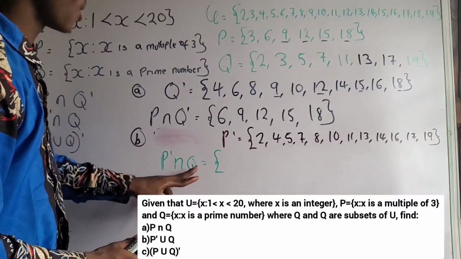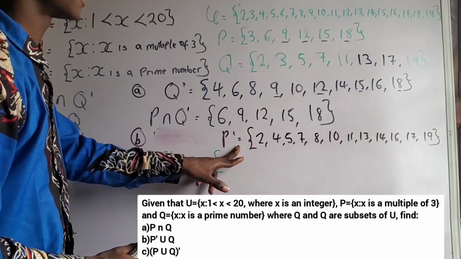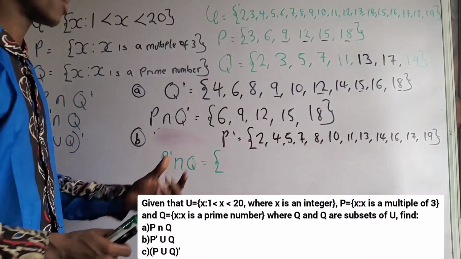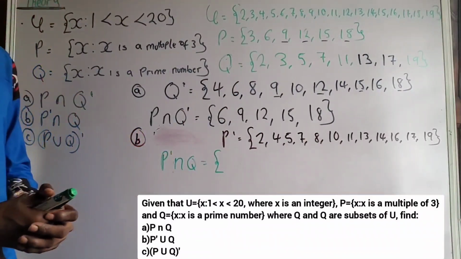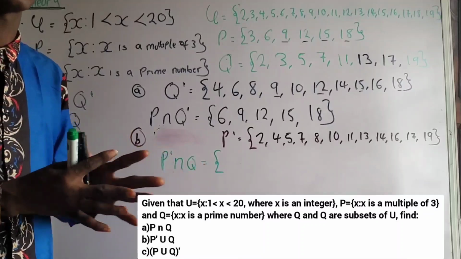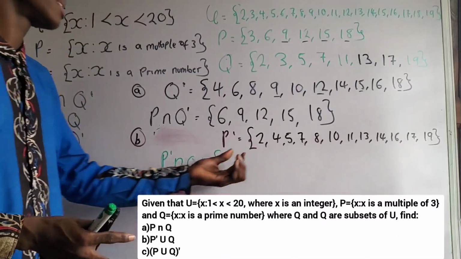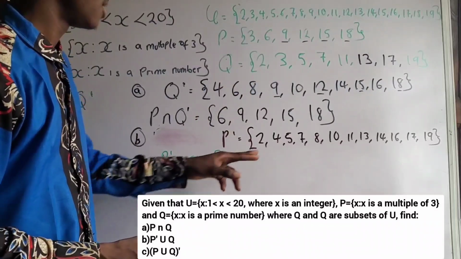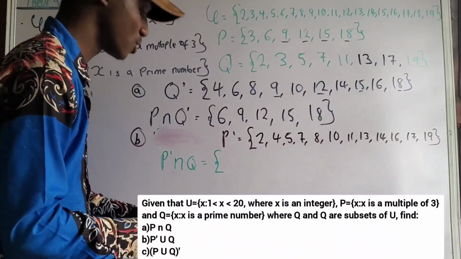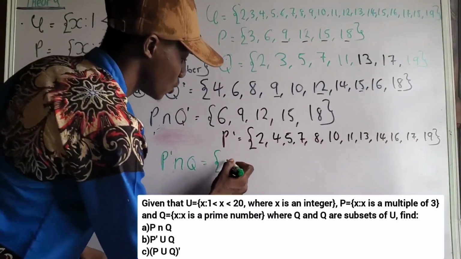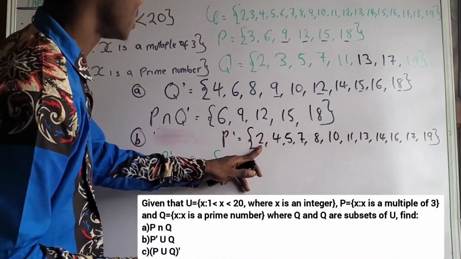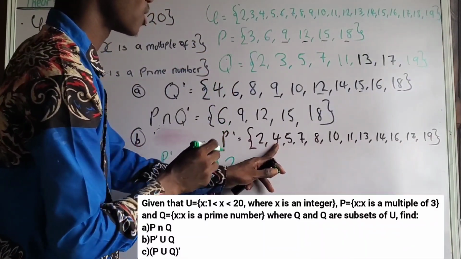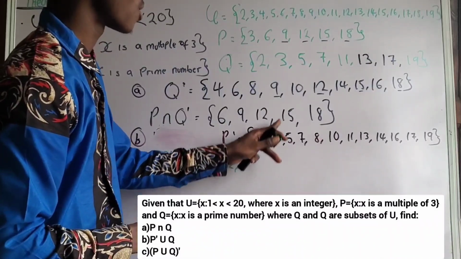The intersection of the elements that are present here and Q, that is what we are looking for. And I told you that intersection refers to the elements that are common to both sets. So what are the elements that are common to this set and this? You can see that 2 is common, so I'm going to include 2. What of 3? 3 is not common, so I'm not going to put it. What of 4? 4 is not common.